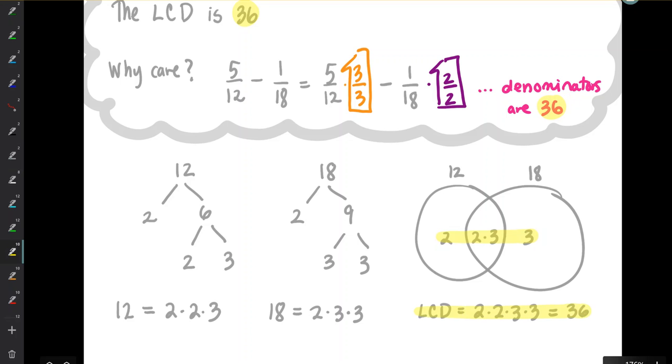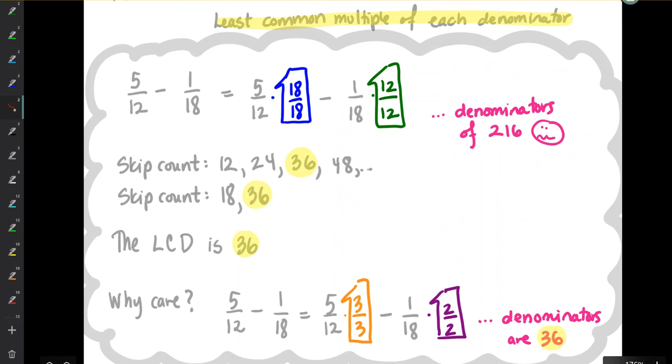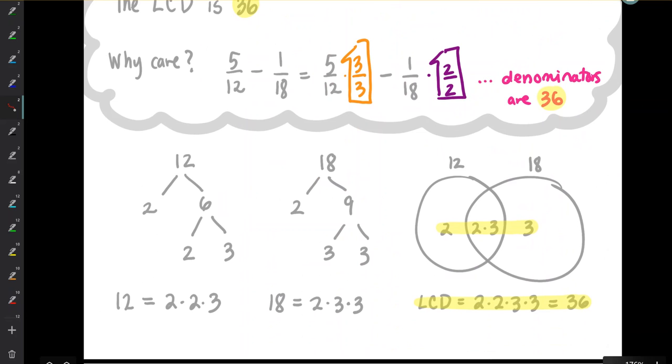Yeah? Now, I understand that that's probably a little bit more work than just doing the skip counting, but it's more applicable for when we're dealing with rational expressions. I want to factor things completely, and then there's no need to double count a common factor.